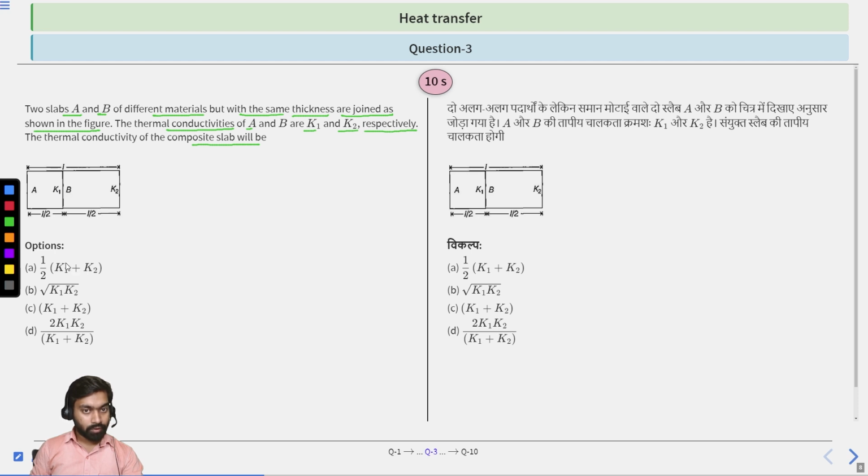Clear? Given options: option A is 1 by 2 (K1 plus K2), option B is under root K1 K2, option C is K1 plus K2, and option D is 2K1K2 divided by K1 plus K2. So which option is correct? You have 10 seconds to solve this question. After 10 seconds, we will provide the solution of this question.